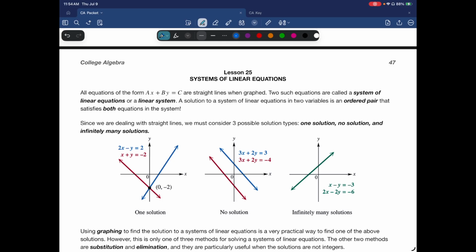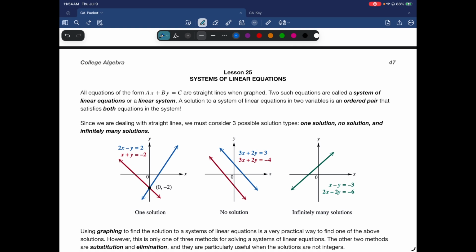All equations of the form ax plus by equals c are straight lines with graphs. Two such equations are called systems of linear equations or a linear system. A solution to the system of equations in two variables is an ordered pair that satisfies both equations in the system. We just talked about how they have a graph, so where they intersect is your solution. We are dealing with straight lines.